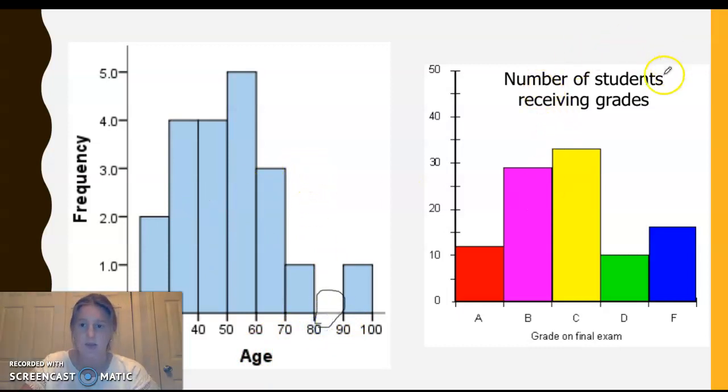This one's talking about the number of students receiving grades. 12 people got an A, 28 people got a B, okay? And you would write the heights above just to be more precise. So ranging from A to F, the number of people who received each grade is shown in a histogram there. All right.